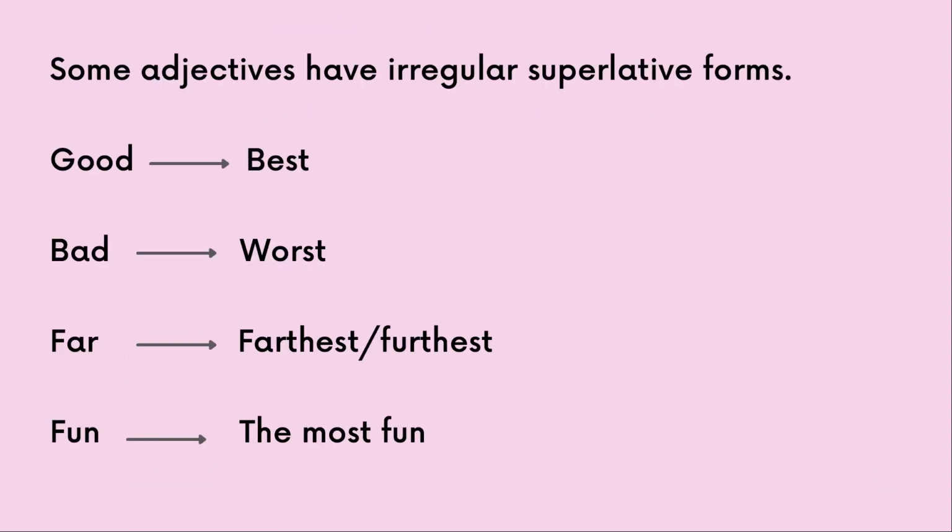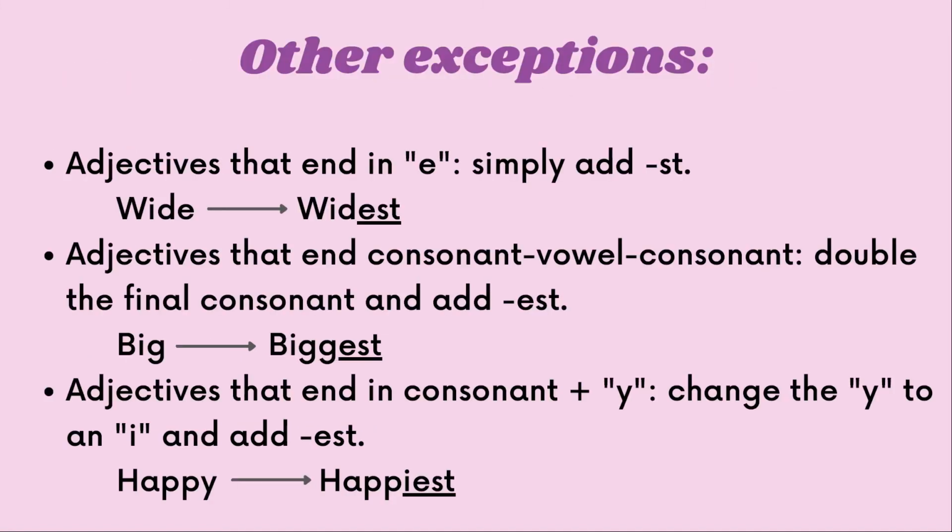As in the previous case, some adjectives also have irregular superlative forms. So good becomes best, bad becomes worst, far becomes farthest or furthest, and fun becomes the most fun. And just as with the comparatives, there are some exceptions or rules as to how to form the superlatives with short words. Rules for spelling.